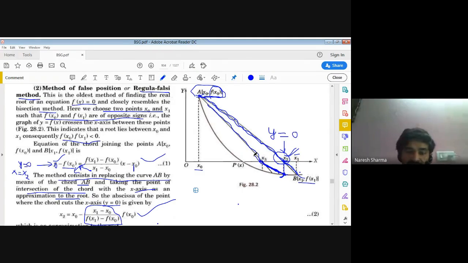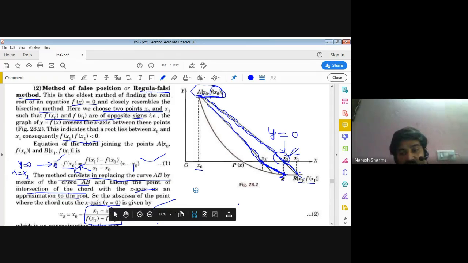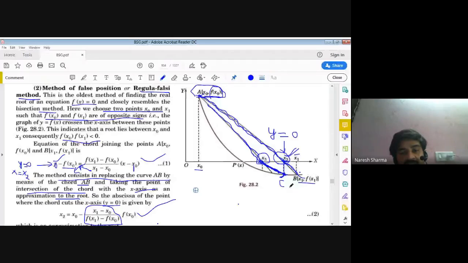If this line touches here, then again we draw the equation of line between this point A and C. When we draw the equation of line AC, when you join this line AC and put y equal to 0, the point where it crosses, that x is called your x3.